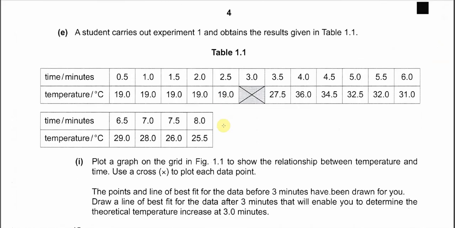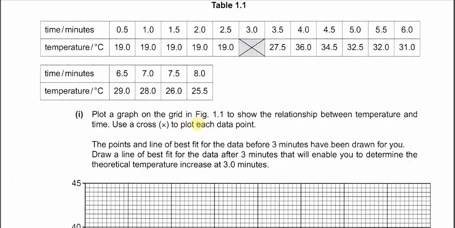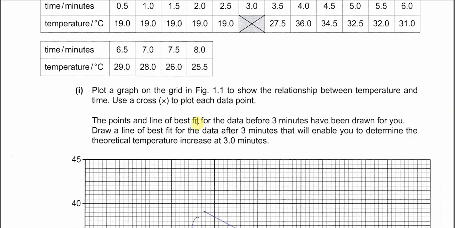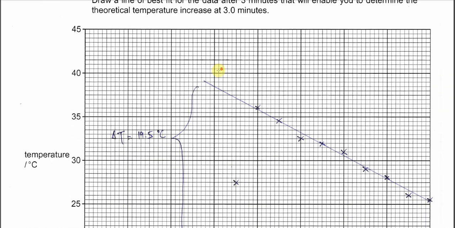Part E. So we have this Table 1.1. Data is already given. The first 5 readings are before the solid is added. This one is the 3rd minute. No measurements are taken. After that, the temperatures are measured until the 8th minute. Part 1. Plot a graph in this Figure 1.1 to show the relationship between the temperature and the time. Just use all these results to plot this graph.